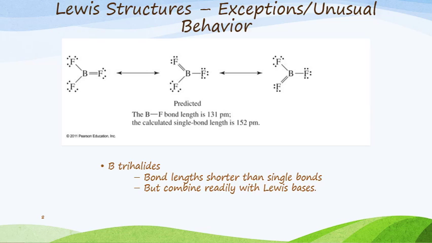Okay, there's noticeable changes in bond lengths as a result of these exceptions and unusual behavior with boron and beryllium. So in this case, we've got boron trifluoride. We find that the BF bond length is a lot shorter than the actual calculated single bond length as indicated.